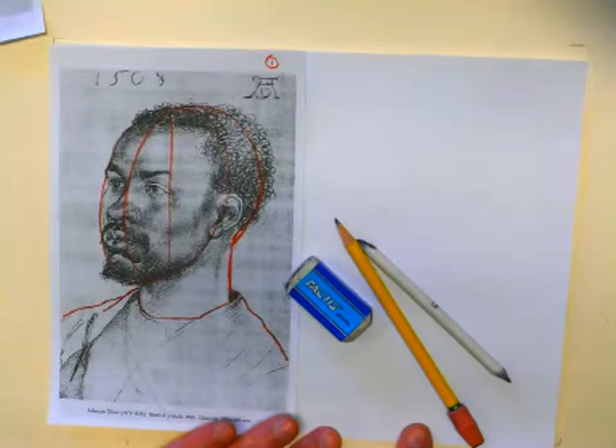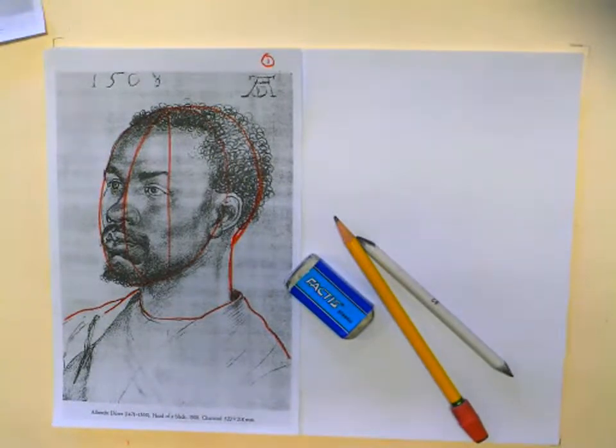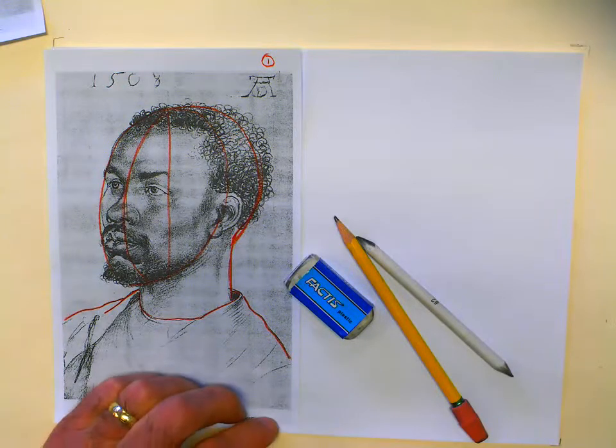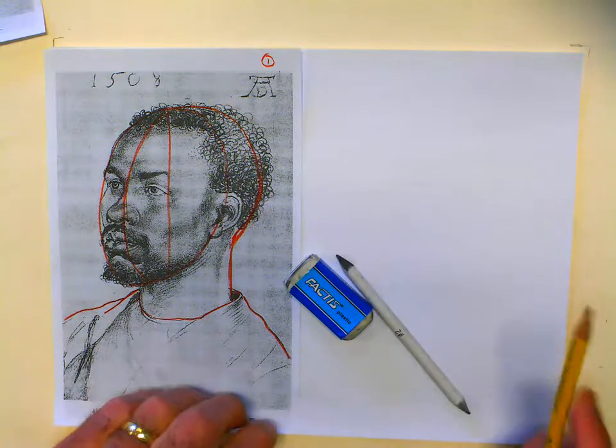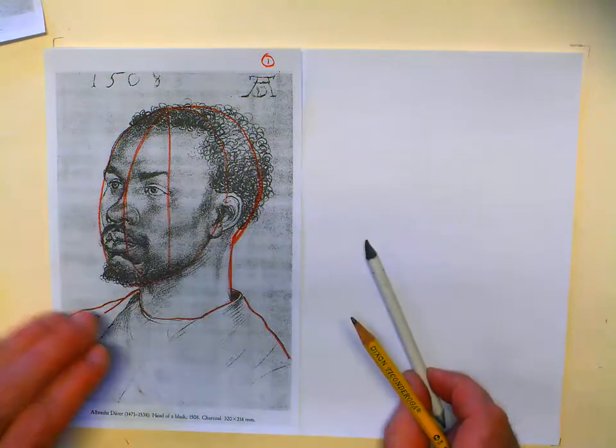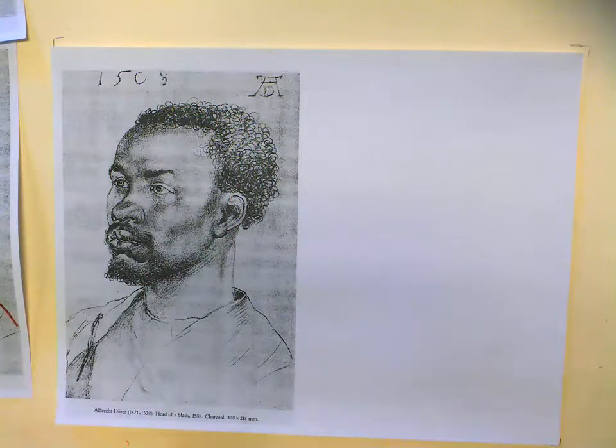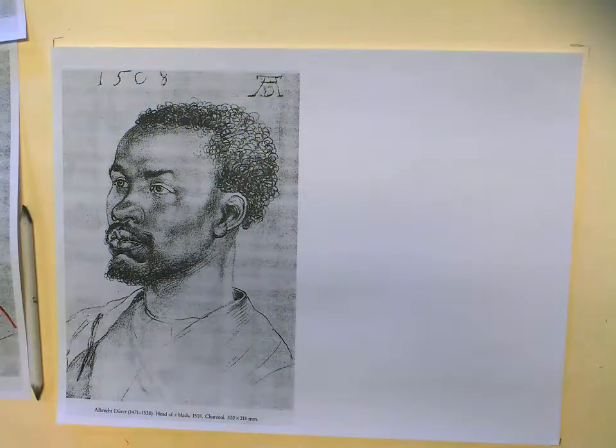We are going to pursue a three-quarter view drawing from an artist named Albrecht Durer. Albrecht Durer was a Renaissance artist from the north. He was from more of Germania than he was from Italy. And his portraiture looks a little bit different than some of the other portraits that we've looked at. But we're going to pursue this drawing that looks like this. It is called Head of a Black.